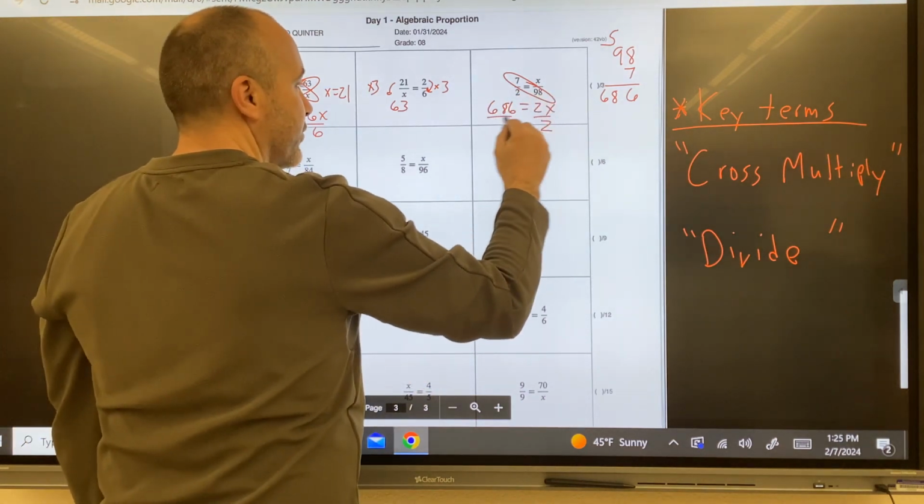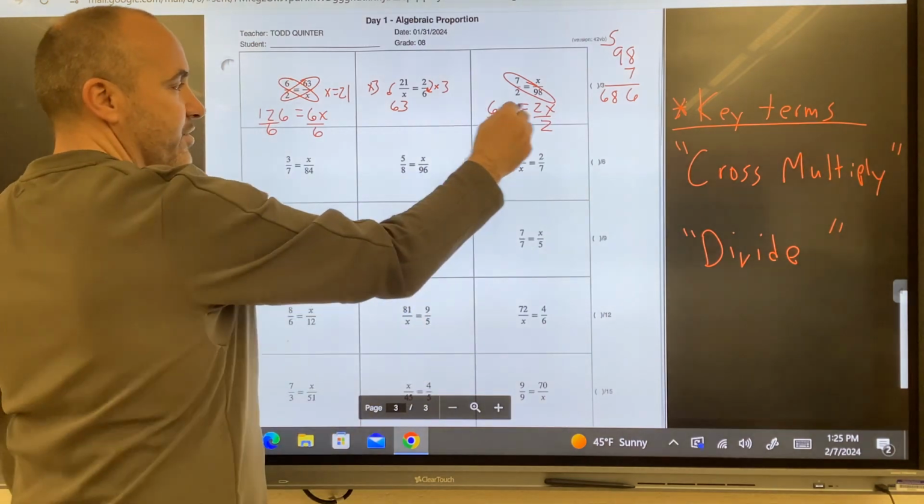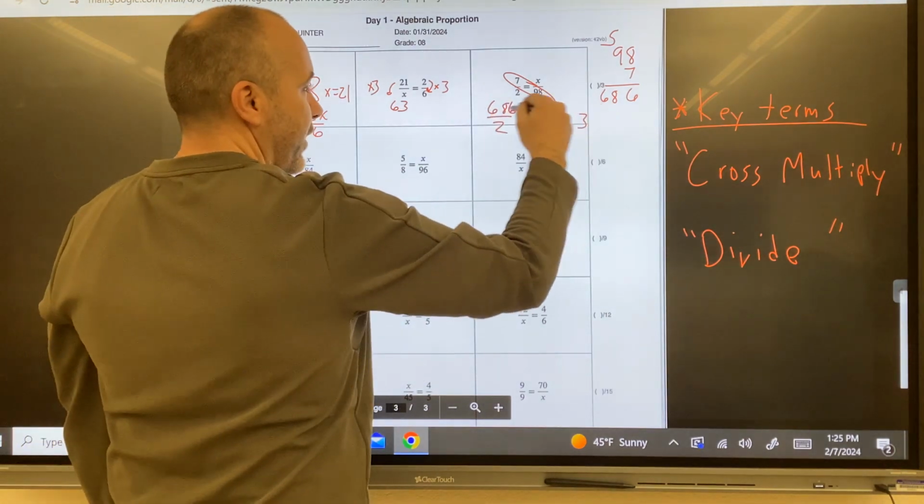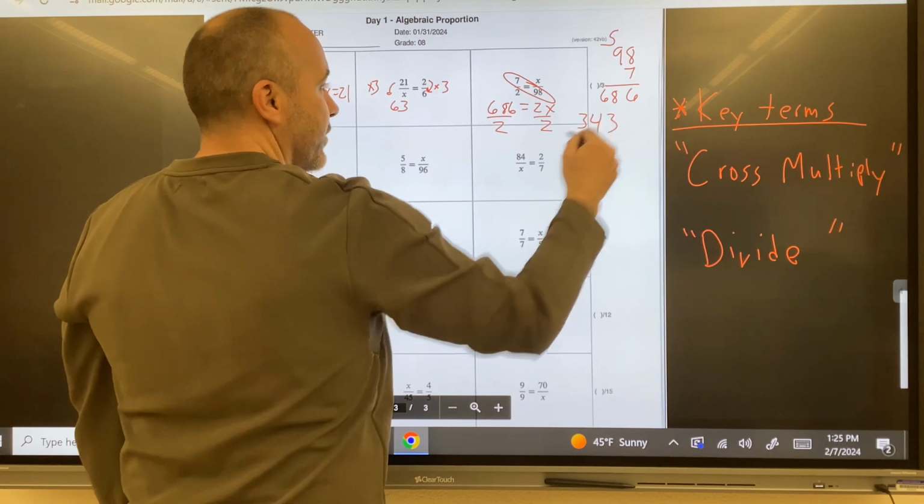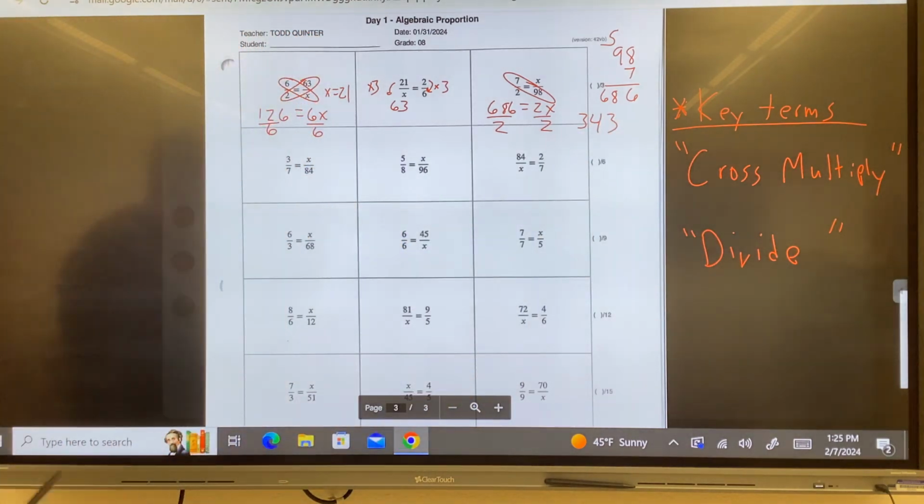And then dividing by 2 is just cutting this in half. So 686 in half. Half of 6 is 3. Half of 8 is 4. Half of 6 is 3 again. So we get x equals 343.